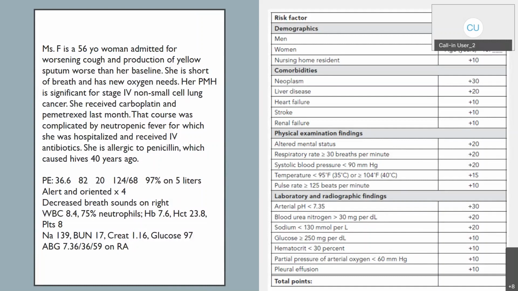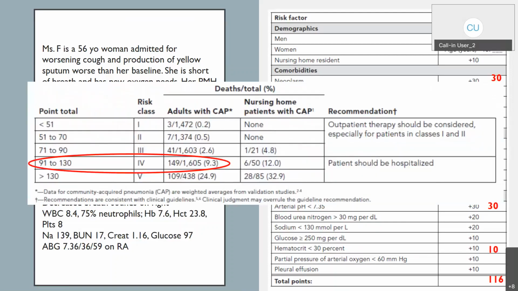All right, so she gets 46 points for her age. She's getting active chemo for her neoplasm, so she gets 30 points for that. 30 points for her pH. Oh, her pH actually wasn't less than that. I thought I changed that to make her qualify. 10 points for her hematocrit, which gives her 116 or 86, depending on how you calculated it. So that would put her in 4 using a lower pH, sorry.